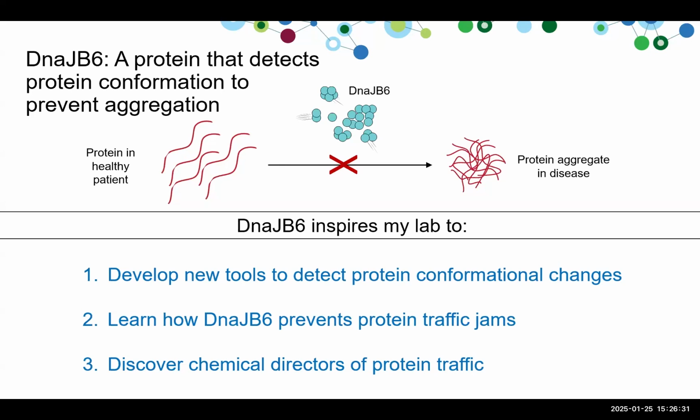So I want to spend the rest of my time talking a little bit about work that we're doing to develop new chemical tools, but they also kind of influence learning about how DNAJB6 prevents cellular traffic jams, because DNAJB6 forms these oligomers, they self-associate, and they exchange, so it's hard to isolate any one population, and we don't totally understand how that correlates to its function.